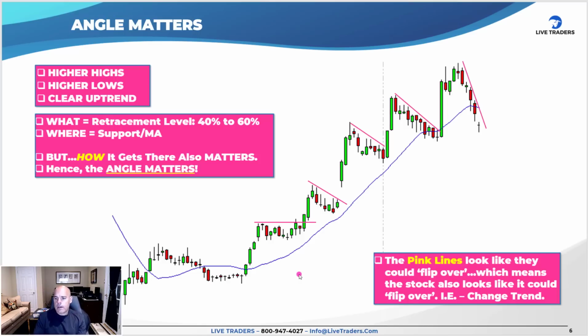Right? What I have here is a stock with higher highs and higher lows, okay? Riding the 50-period moving average. So overall, when you look at this, you're looking at a trend that looks pretty solid. But we're not after that. We're after when will it end?